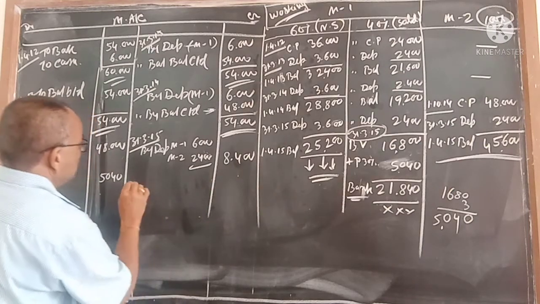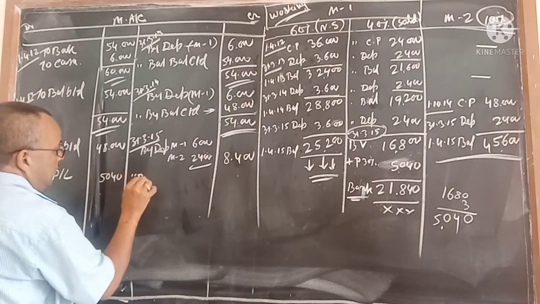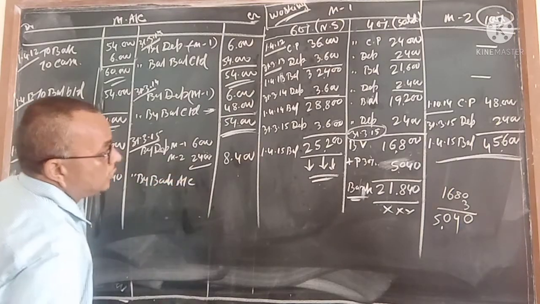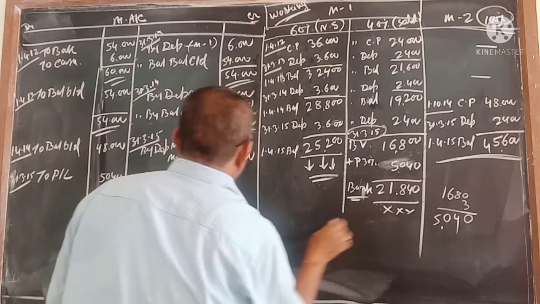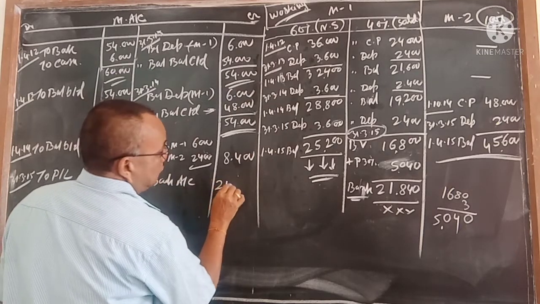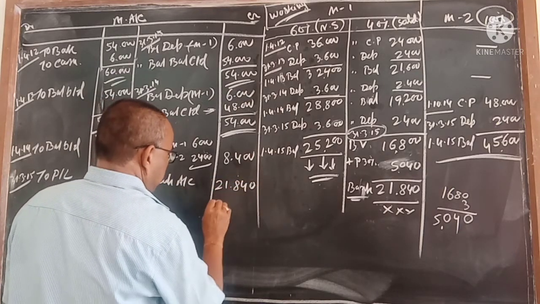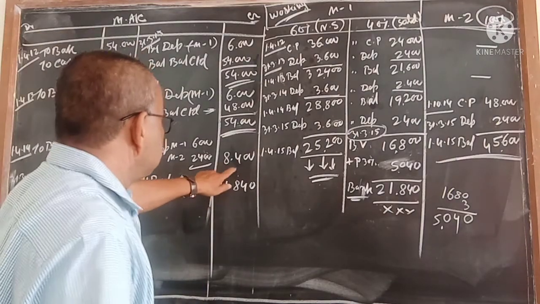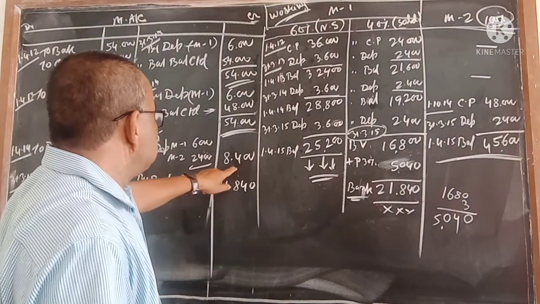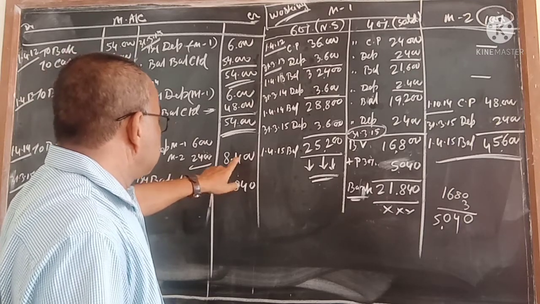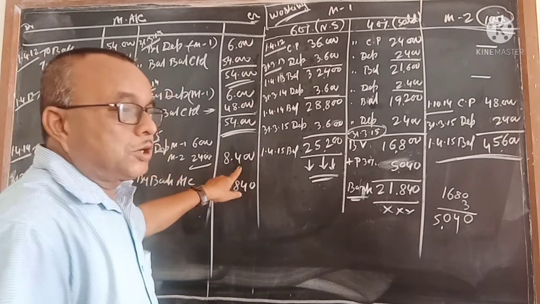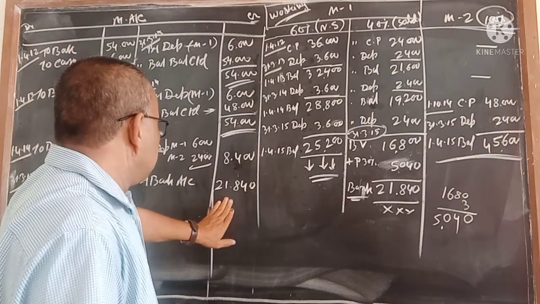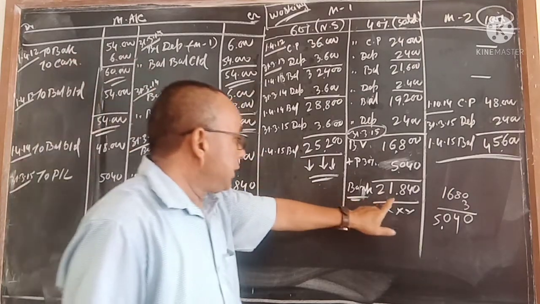And the machine was sold by bank. 21,840. Correct? So this is the depreciation for all two machines. That is 60% of the first machine plus 40% of the first machine plus the second machine. And this is the selling price.